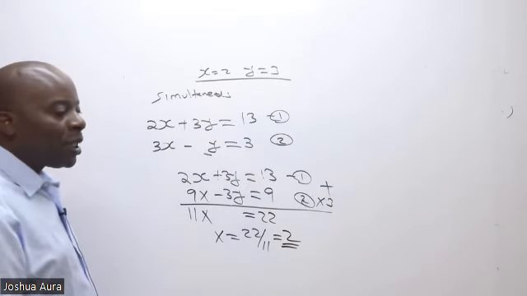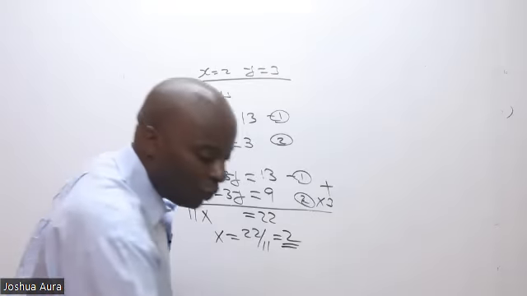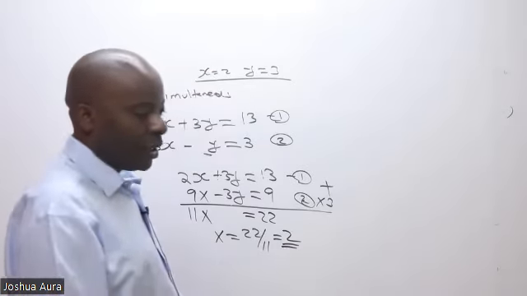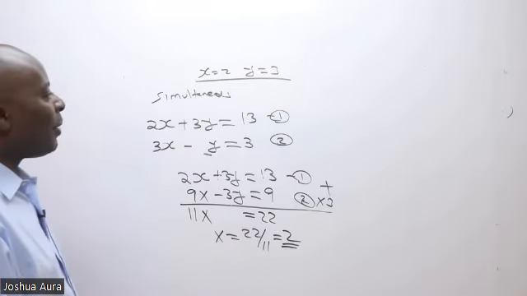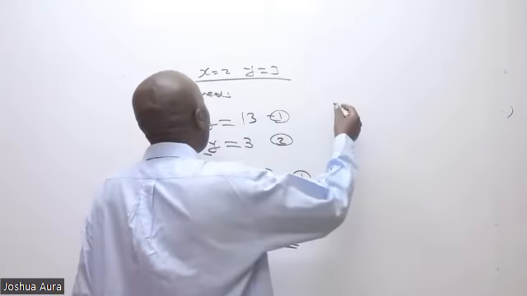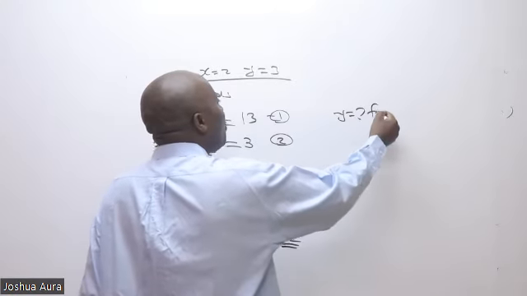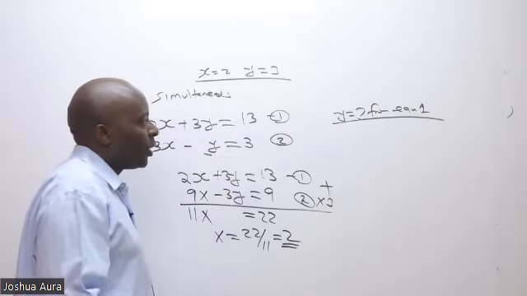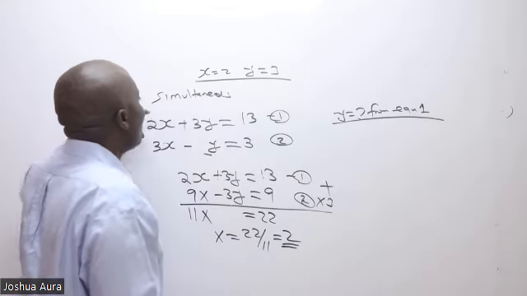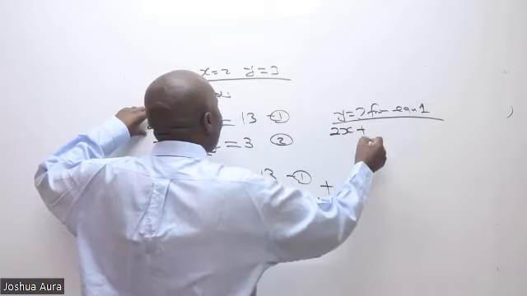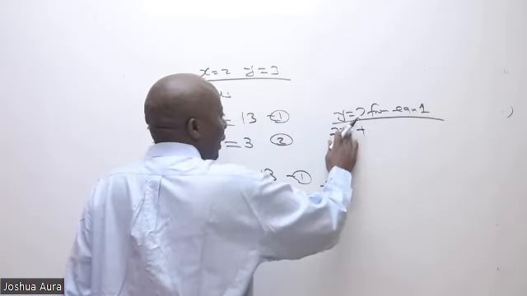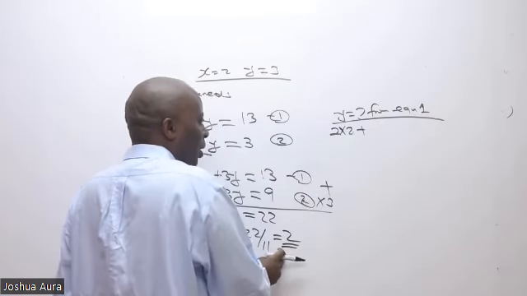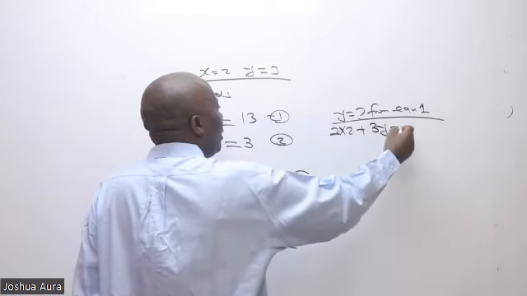And of course, now the moment you give me the value of x, I will very easily give you the value of y through substitution. So I'll pick any of the equations here. I will calculate the value of y from equation 1, or equation 2, it doesn't matter, whichever equation. So the value of y from equation 1. What do we have here? We have 2x plus 3y equals 13. Fortunately, we know that x is 2, so 2 times 2 plus 3y equals 13.